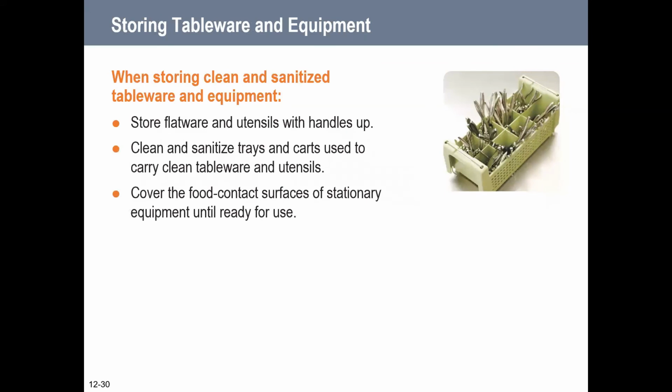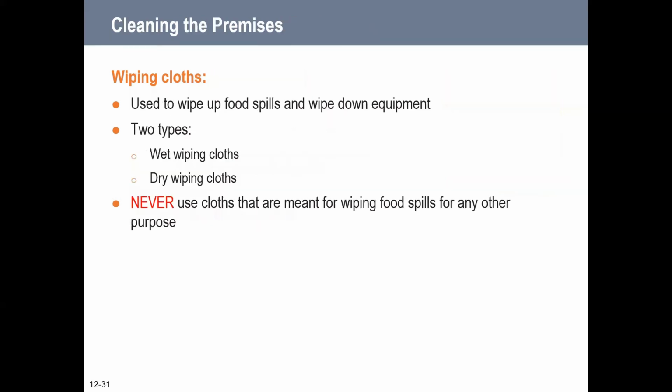Anytime we're storing flatware or utensils, make sure they're all stored handles up and all the same way, because we want to make sure we're grabbing them by the handles, not by the eating implement side. Clean and sanitize trays and carts that are carrying tableware and equipment, and make sure we cover the food contact surfaces of stationary equipment until we're ready for use. So if we're not using the piece of equipment, we want to make sure that we are covering it.